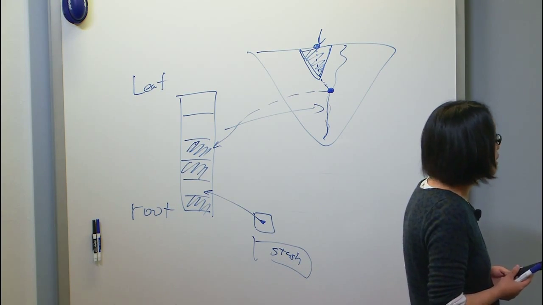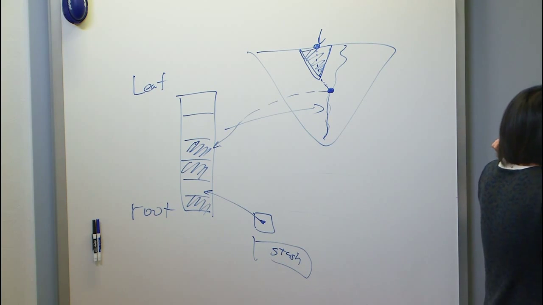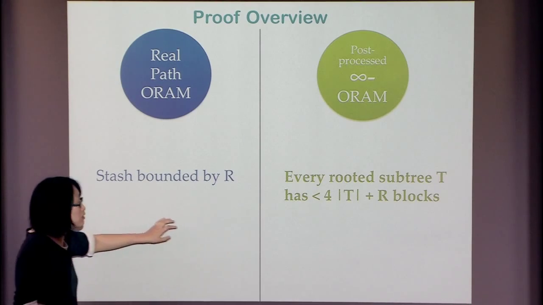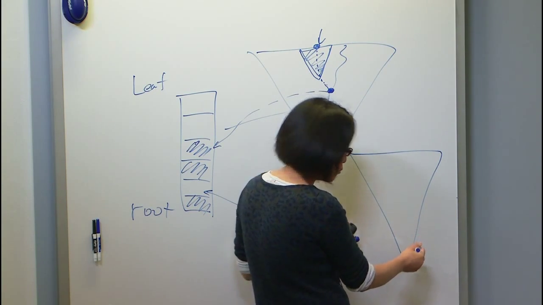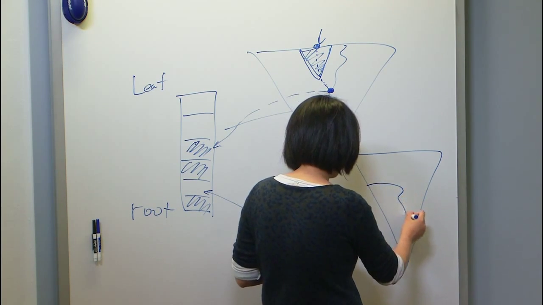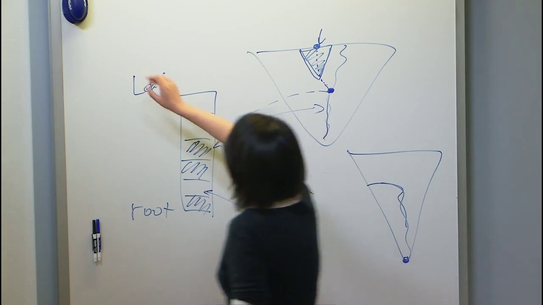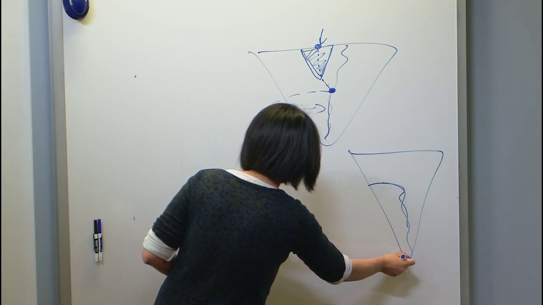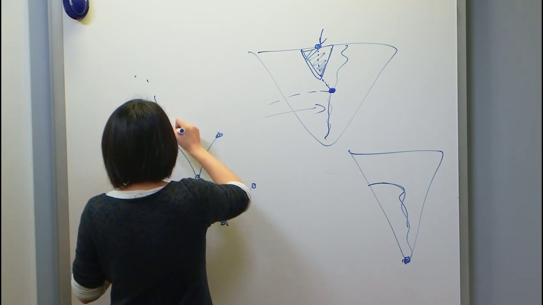In fact, it's not hard to relate the stash size in the real Path ORAM to some characterizations of this infinity ORAM. Essentially, we show that if in the real ORAM your stash size is bounded by R, that's equivalent to saying in the infinity ORAM, we are going to consider every possible subtree rooted at the root. The subtree can have weird shapes, like some tree like this. It can be a partial tree. It doesn't have to be a complete binary tree. So let's say this is the root. So this can be my subtree, and the subtree is basically part of the bigger tree.